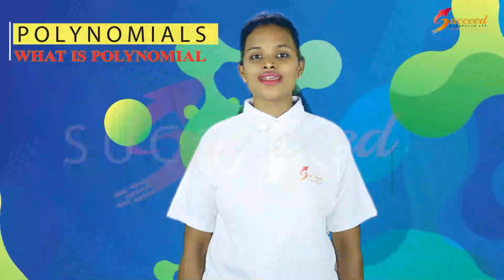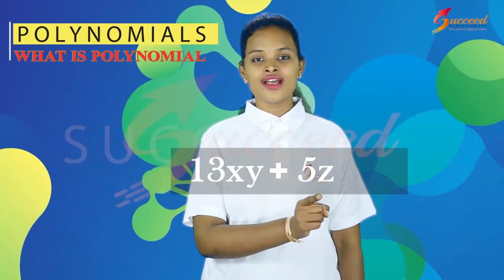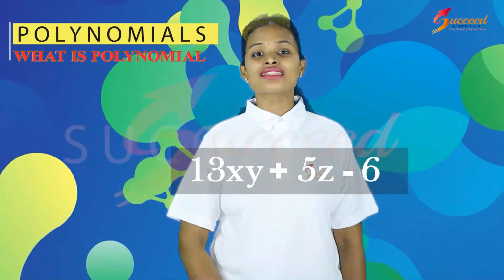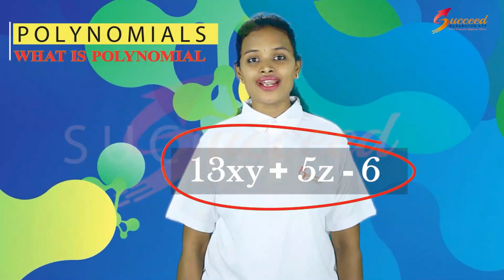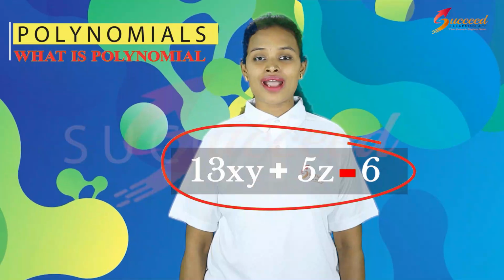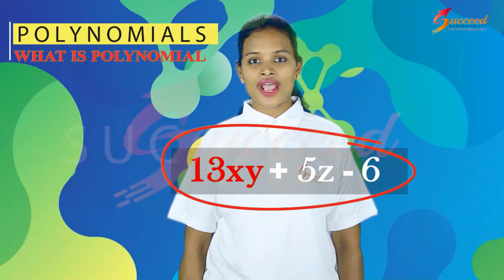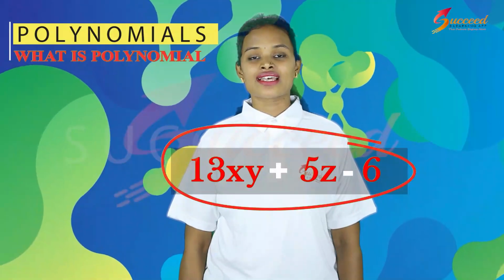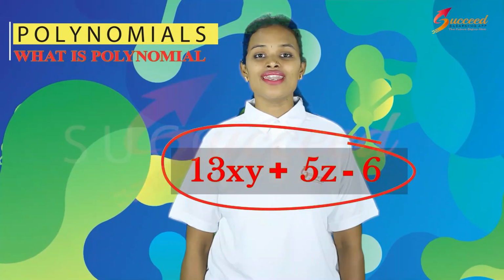Let us consider an example of 13xy plus 5z minus 6. This whole together is called an expression, and here the plus and minus symbols are separating the terms 13xy, 5z and 6. These are called terms, and the whole together is called an expression.